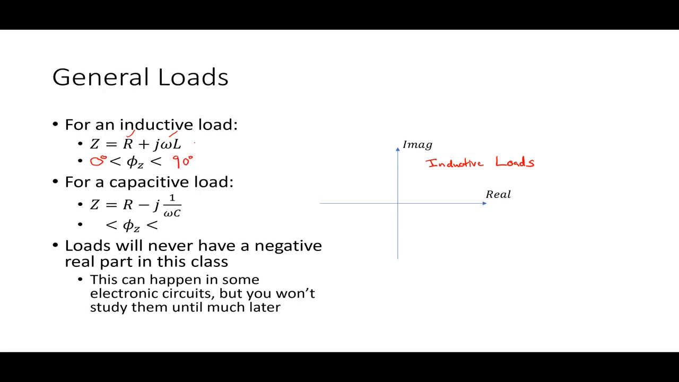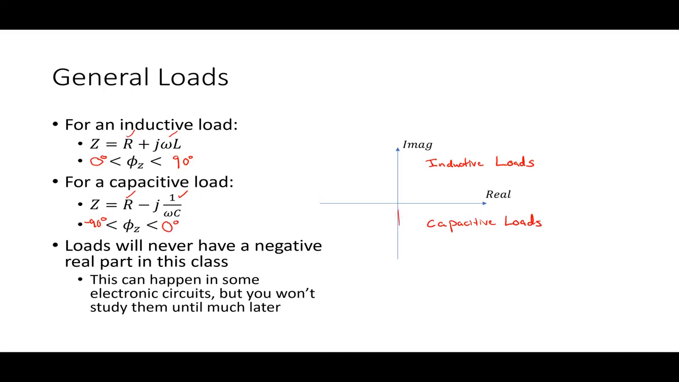Okay? If I have a capacitive type load, I have a positive real part and a negative imaginary part. So that means I'm always going to be in the fourth quadrant. I'm always going to have capacitive loads down here. So if I'm always in that quadrant, I can say that I'm between 270 degrees and 360 degrees, or a more typical way is to say that I'm between negative 90, which is down this way, and 0 degrees.